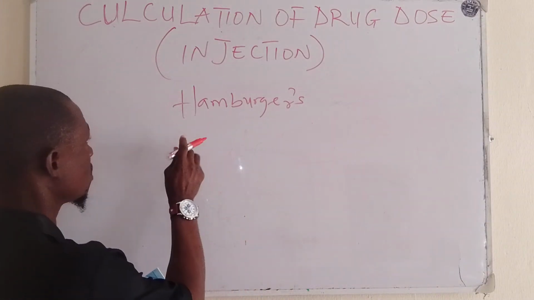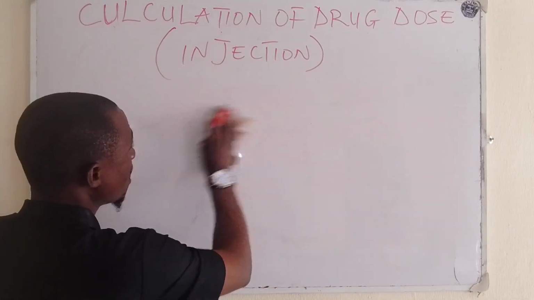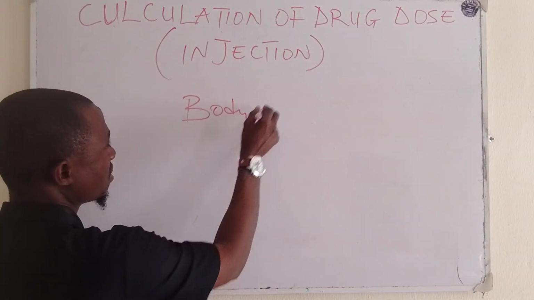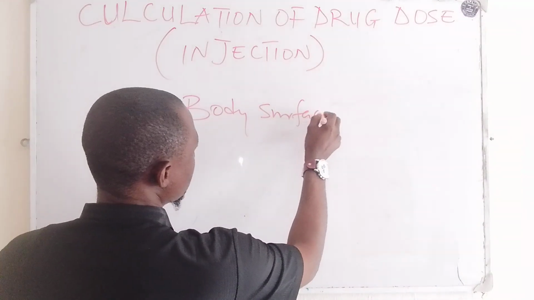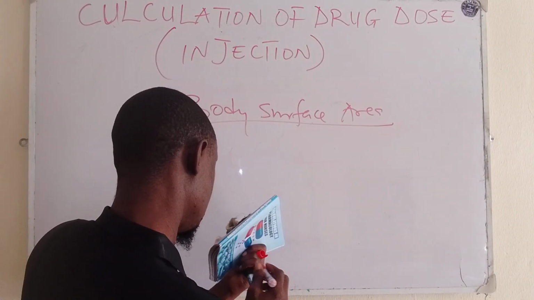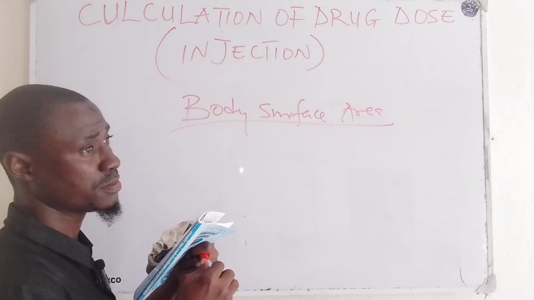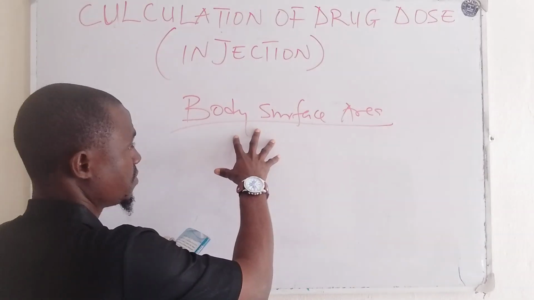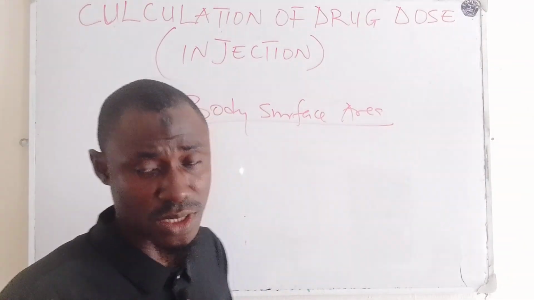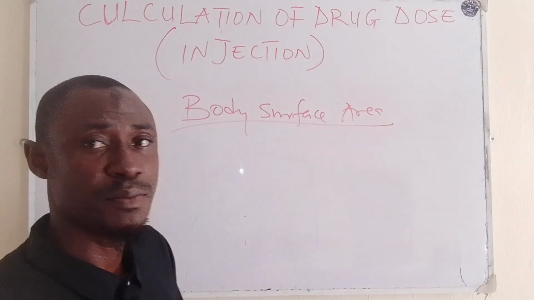The third weight-based rule is the one that has a connection with the body surface area. So you can also use this to get the dose that you can calculate. You can use this particular formula to also calculate the dose of a drug that you administer to a child. So this is the third weight-based rule.